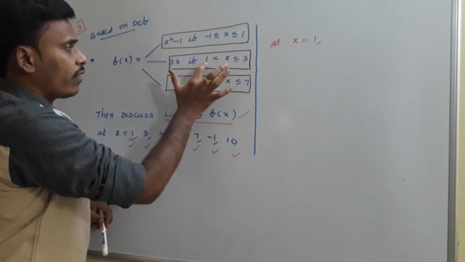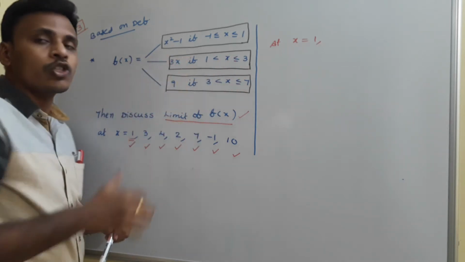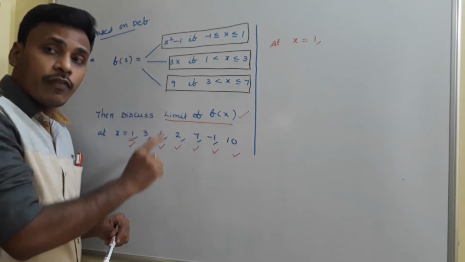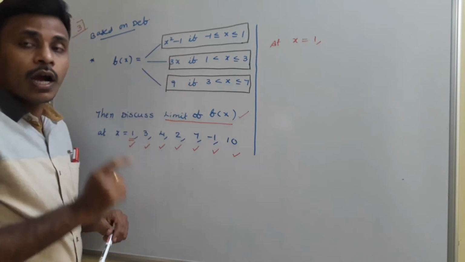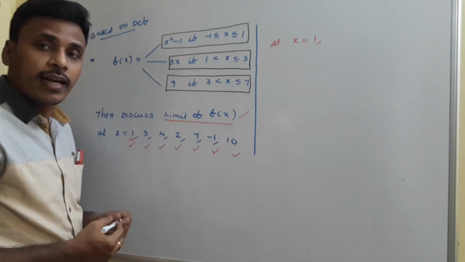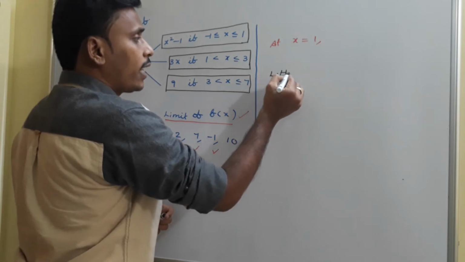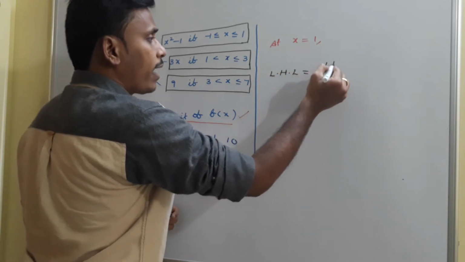If x is greater than 1, then the function is directly equal to 3x. In the sense, the definition of the function is different before and after the point 1. And so, we need to think about the left hand limit as well as the right hand limit. Okay?